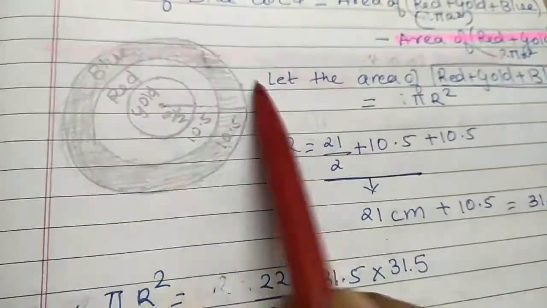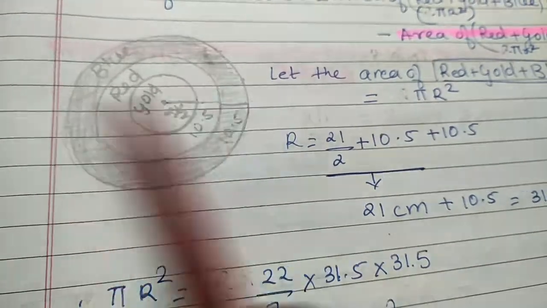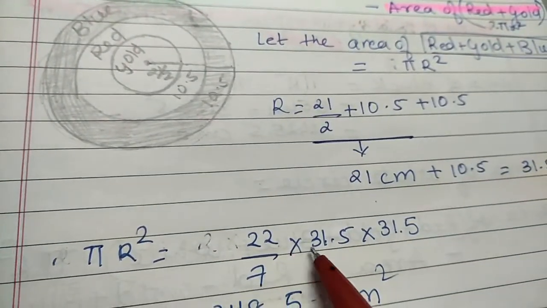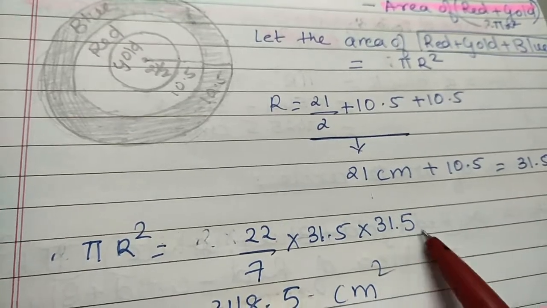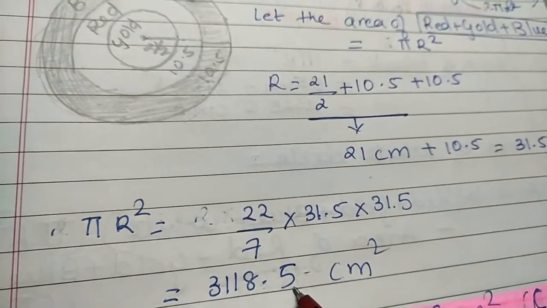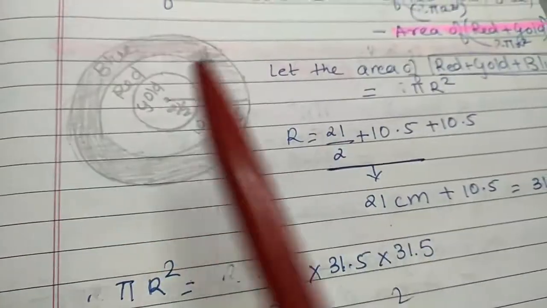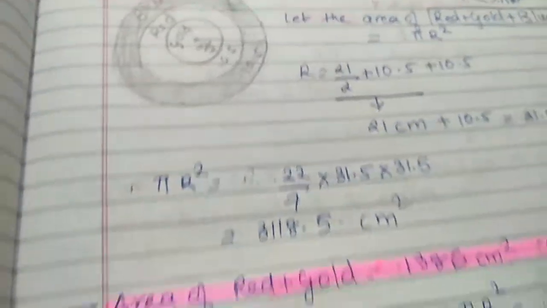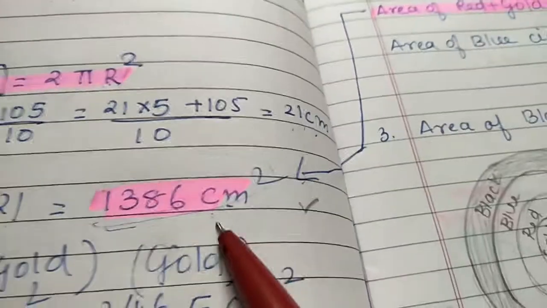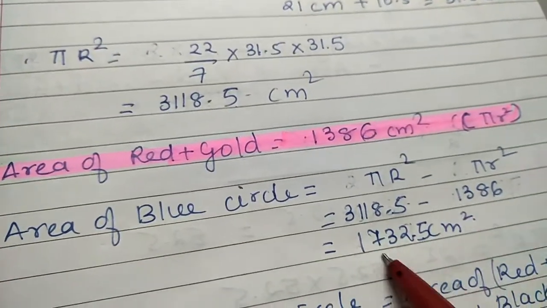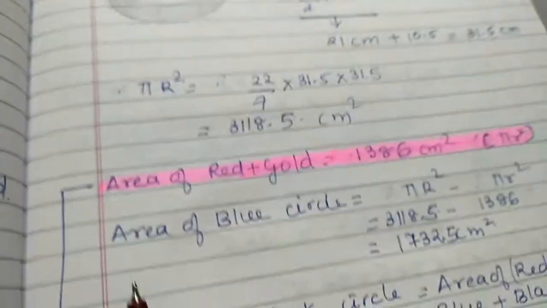This is of the big circle, from this complete circle we are talking about. That is 22 upon 7 multiplied by 31.5 multiplied by 31.5. You get this answer 3118.5. Now this is the complete area. You have to subtract from that the area of gold and red. What is the area of gold and red which we got here? Okay, that is 1386. So this minus this gives you the area of the blue circle.